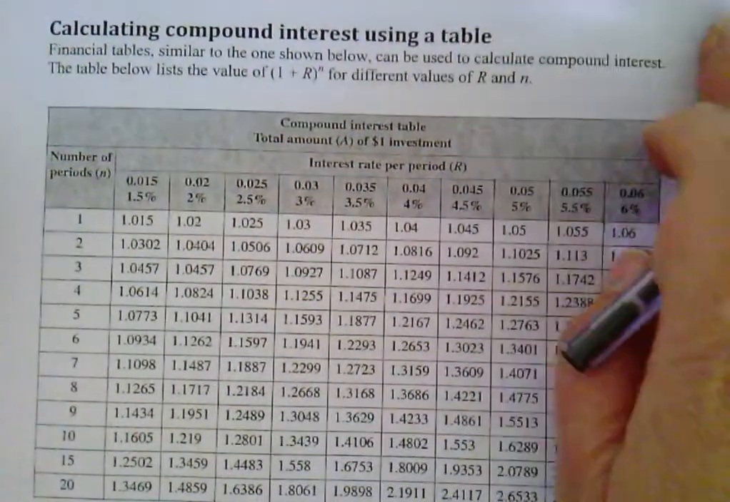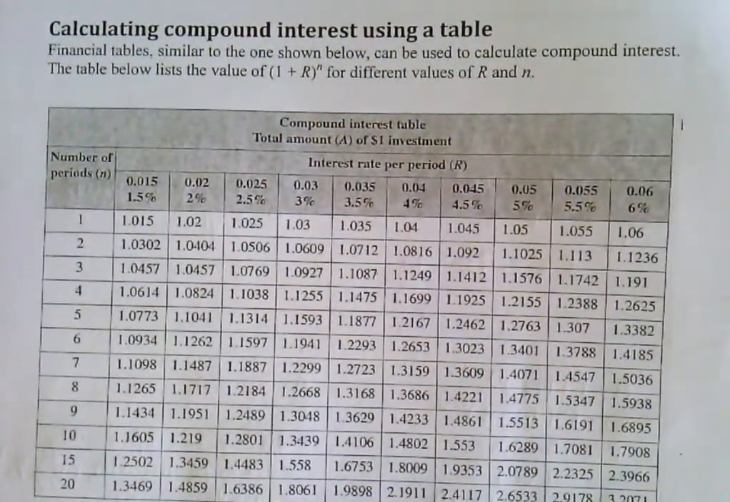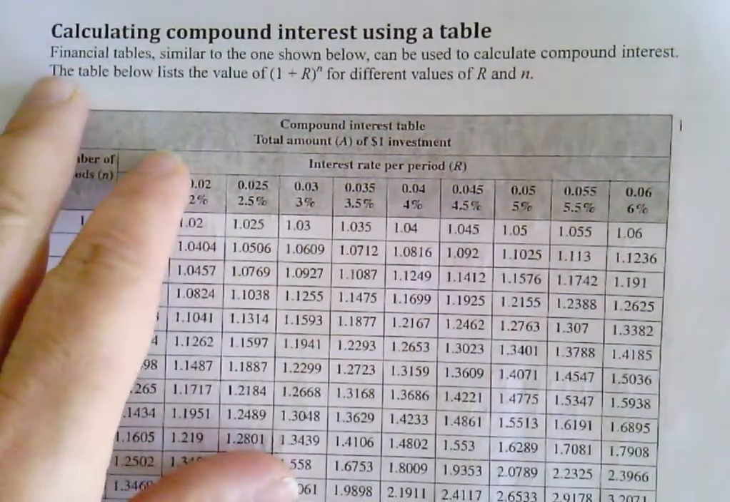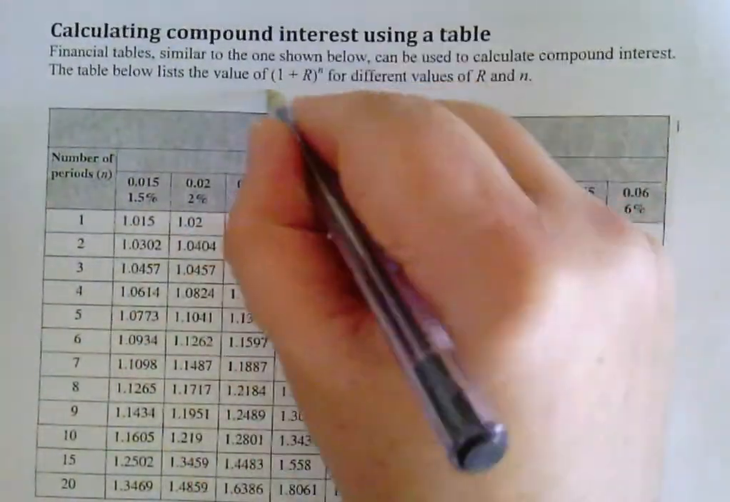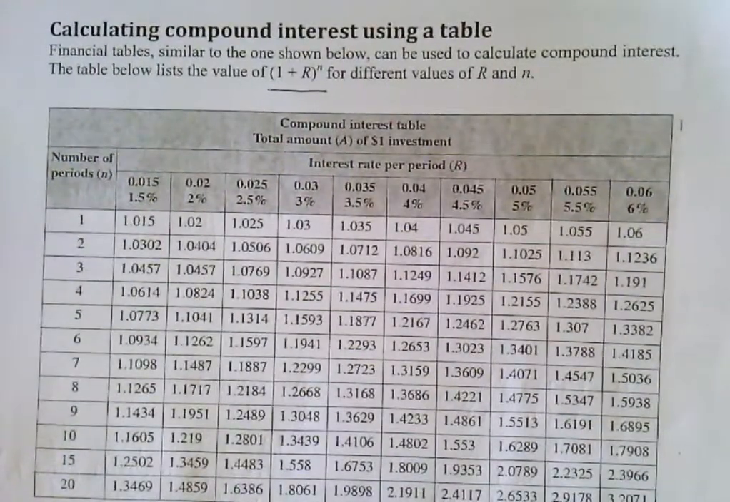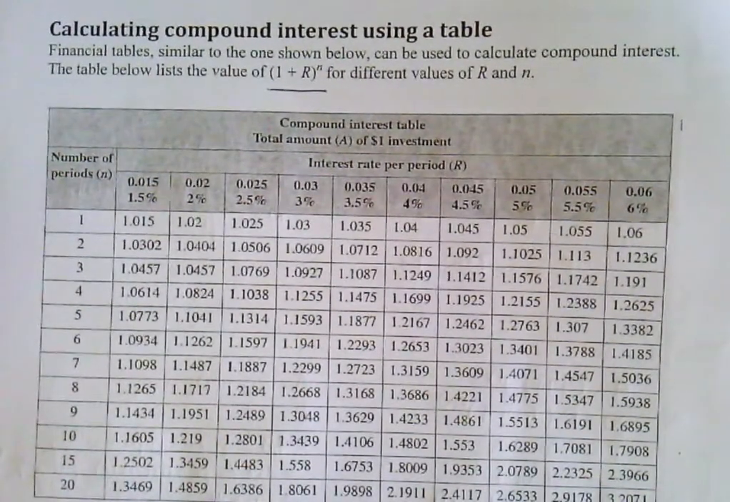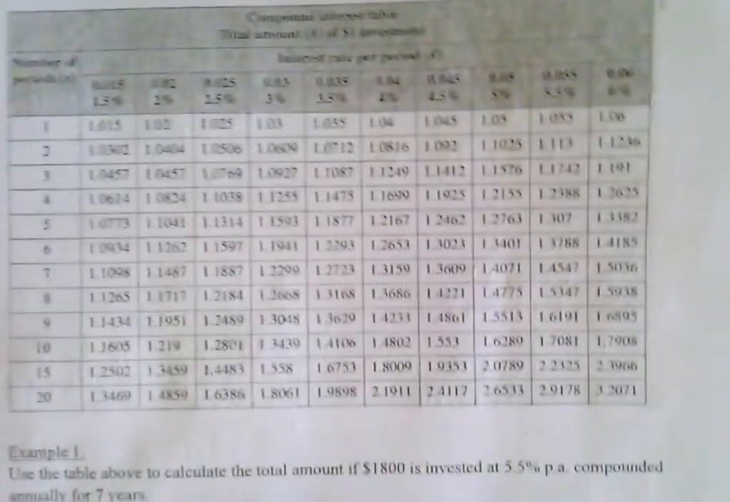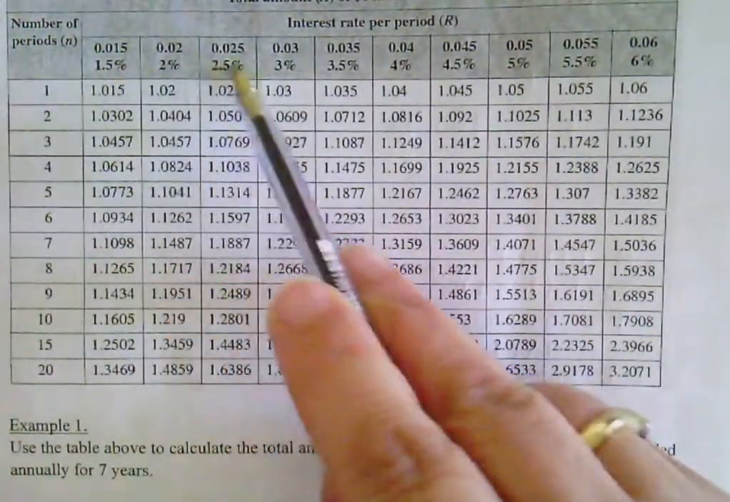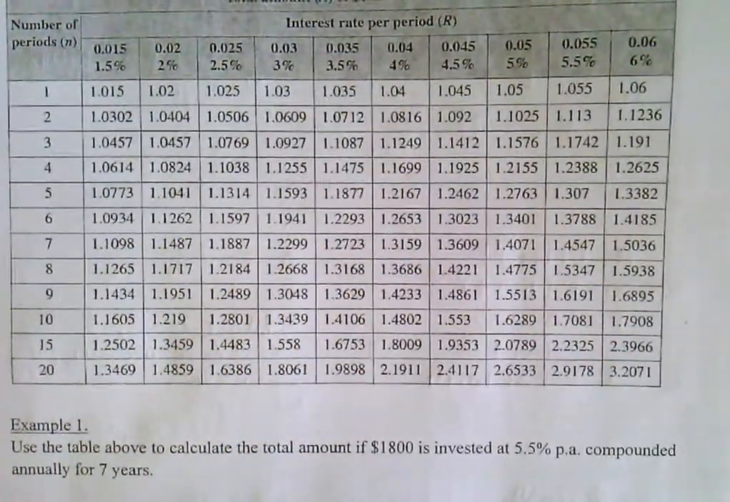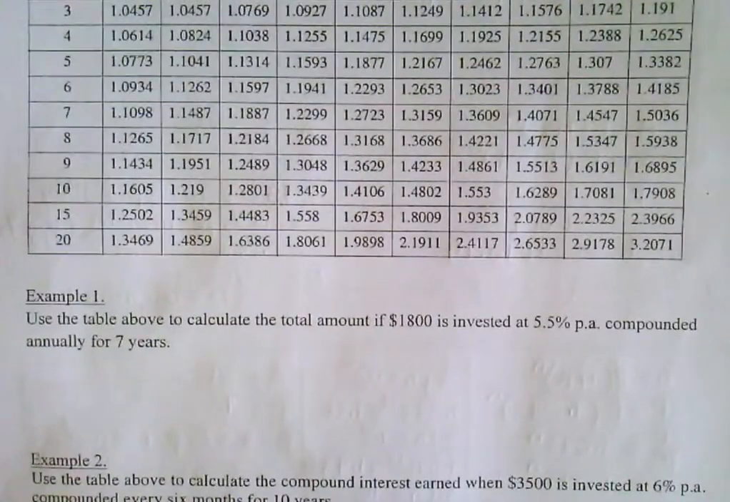We can also calculate compound interest using a table. What the table does is work out all the 1 plus R to the N bits for you. So, financial tables similar to the one shown below can be used to calculate compound interest. The table actually shows the 1 plus R to the N calculation for you, and all you've now got to do is multiply it by your principal, and it'll give you the final amount. So, this is not always years. This is the number of periods, and the interest rate you can see as a percentage, and the interest rate as a decimal. So let's look at our first question.